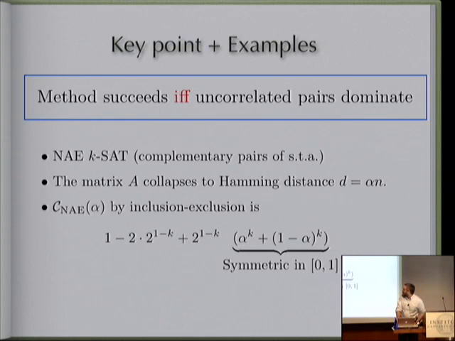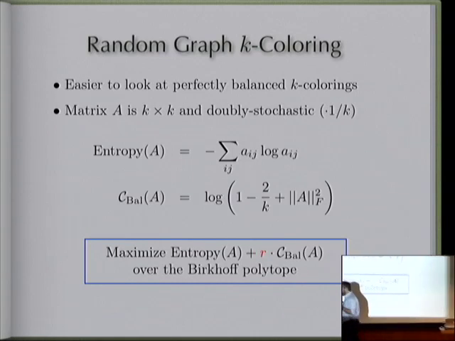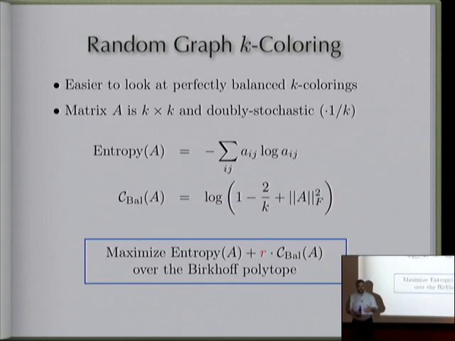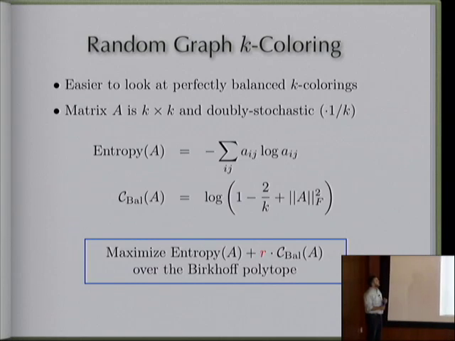I'll just do one more, perhaps in a bit less detail. If you want to look at the random graph coloring problem, it turns out that it's a bit helpful to do a filtration of the set of solutions. So rather than looking at all valid K colorings, we look at K colorings that are perfectly balanced. So each color class has exactly n over K vertices.